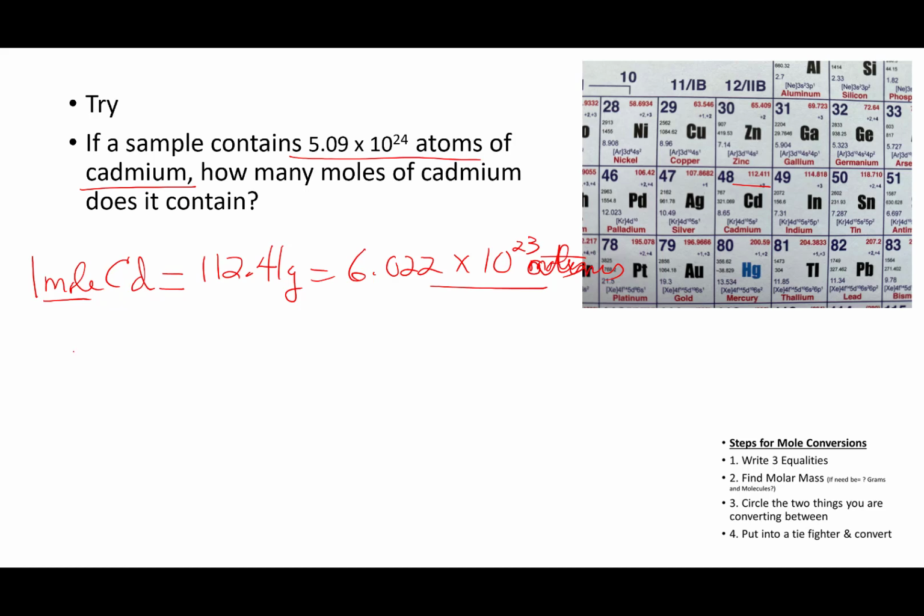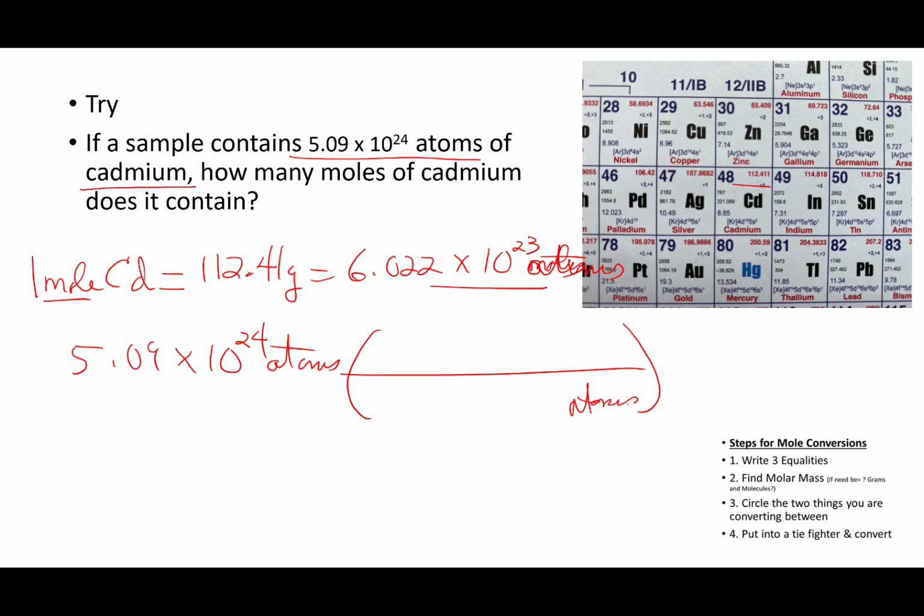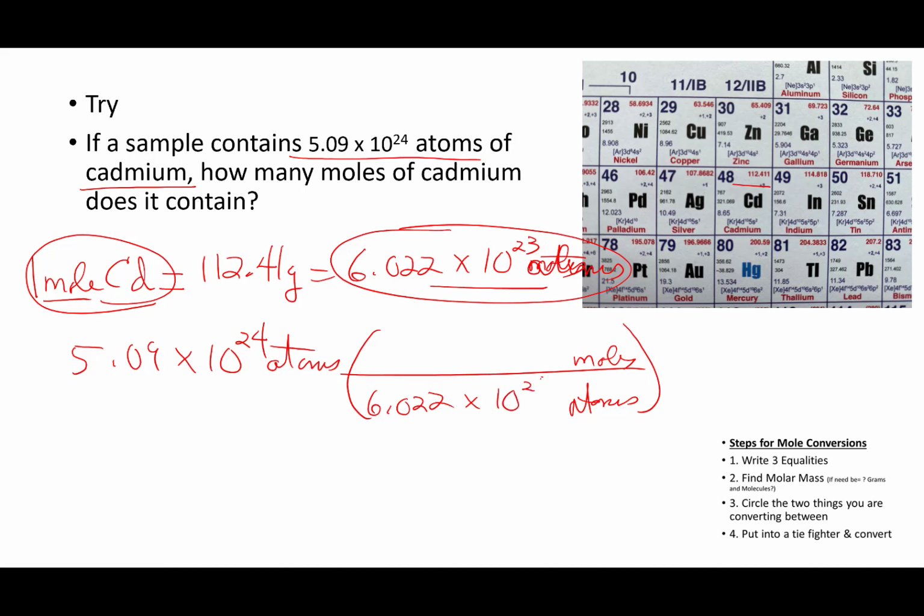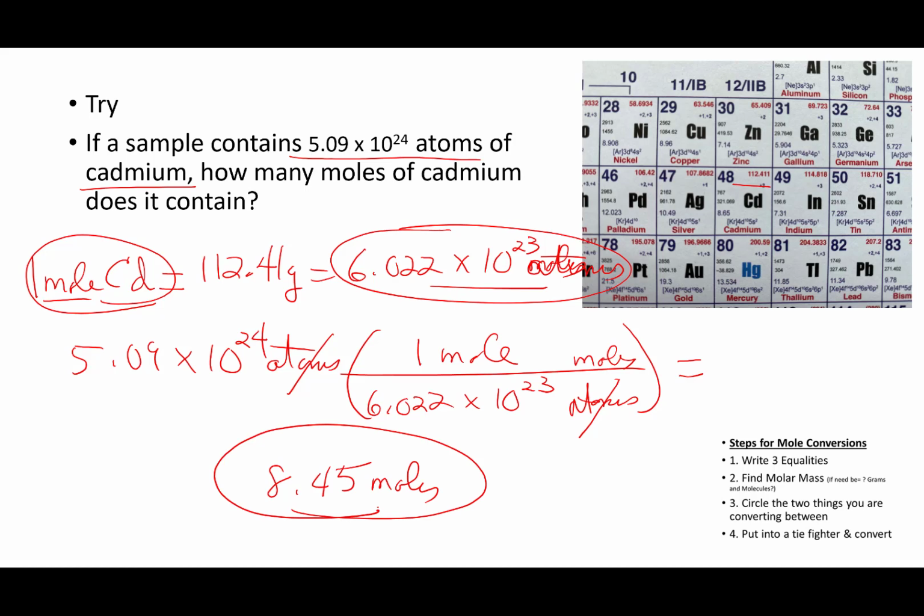Okay, so I've got 5.09 times 10 to the 24th atoms, and I want to know moles. So I am going to get rid of atoms, keep moles. I'm going to convert from atoms to moles. There's going to be 6.022 times 10 to the 23rd atoms per 1 mole of cadmium. Atoms cancel atoms. When I did the math, I got 8.45 moles.